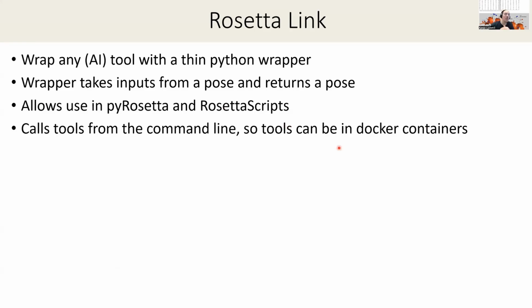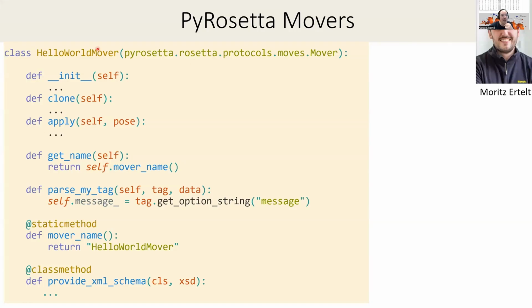And the idea is we will call the tools from the command line, so they can be in Dockers, and you don't have to mess with different versions. For example, BindCraft needs different CUDA drivers versus ProteinMPNN, so you can have each of the tools in their own Docker container. So to write a mover in Python, you basically just have to implement these 7 methods, and then you automatically plug into the existing functionality, and you can use this in RosettaScripts, or you can use this in PyRosetta.